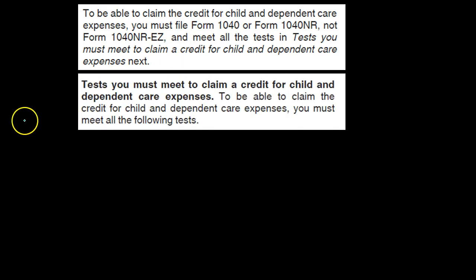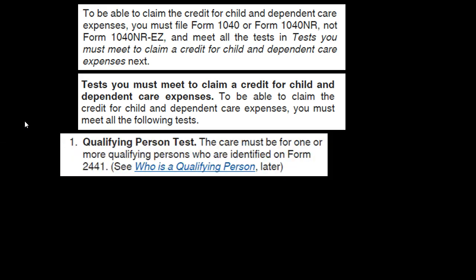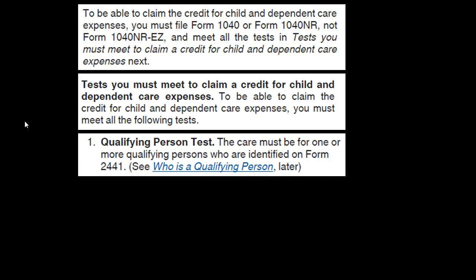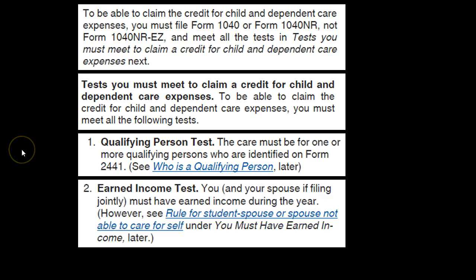It's a shorter 1040 form, and then any added information, as there will be with things like a credit, will be on separate schedules as we'll discuss in future. Back to the text. Tests you must meet to claim the credit for child and dependent care expenses. To be able to claim the credit, you must meet the following tests. 1. Qualified person test. The care must be for one or more qualified persons who are identified on Form 2441. We'll see more about that later.